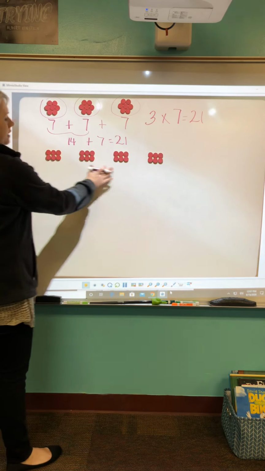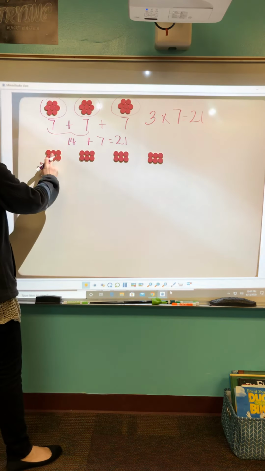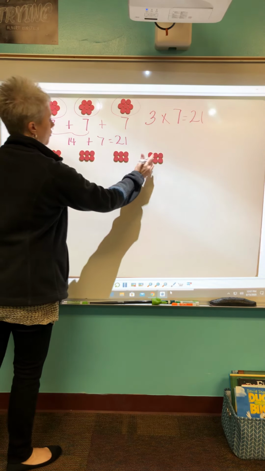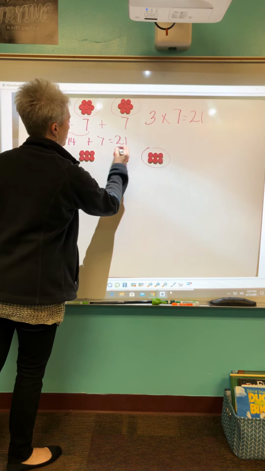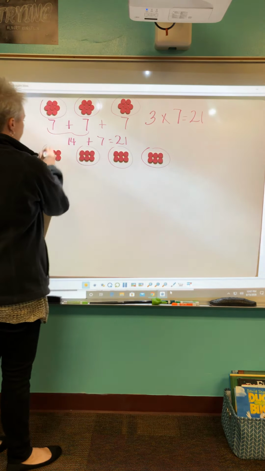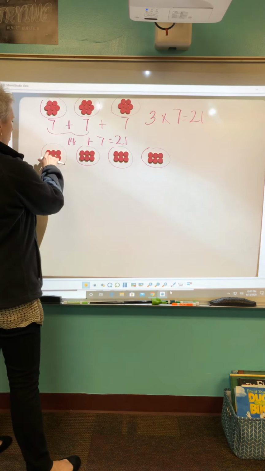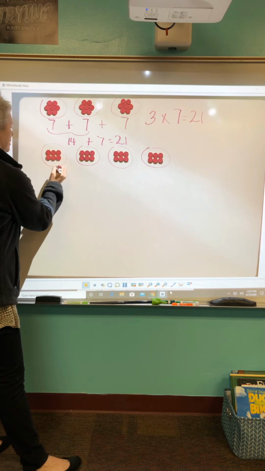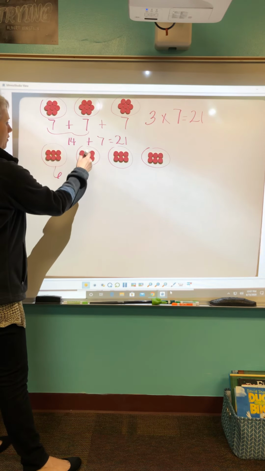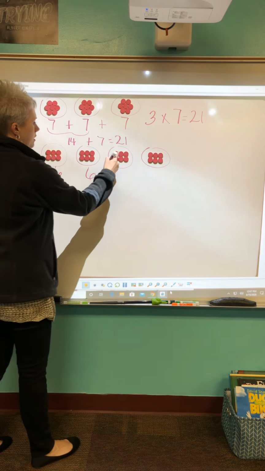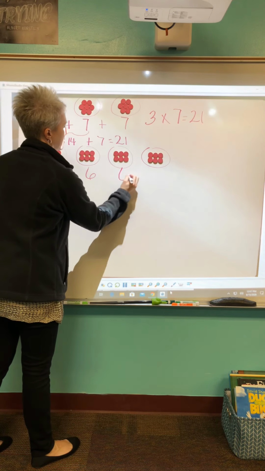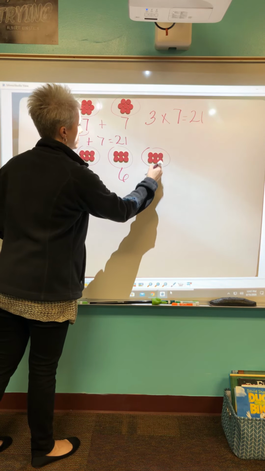All right, moving down here, I have 1, 2, 3, 4 groups. We can go ahead and circle those up. Now, how many do I have in each group? Let's count. 1, 2, 3, 4, 5, 6. Each group has 6.